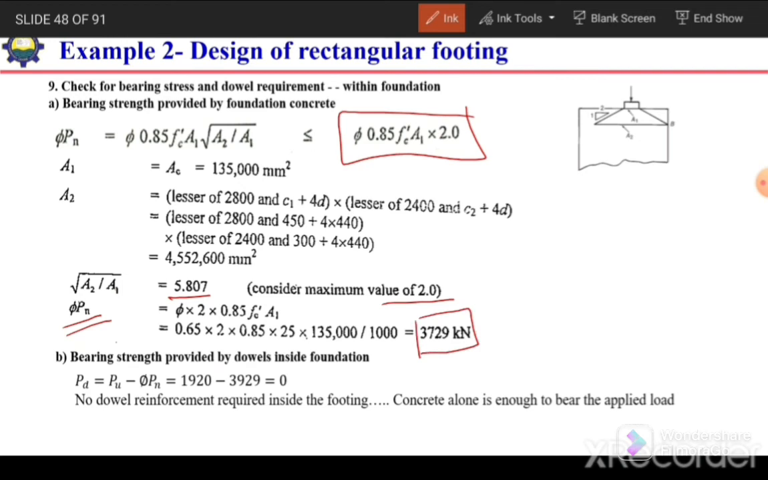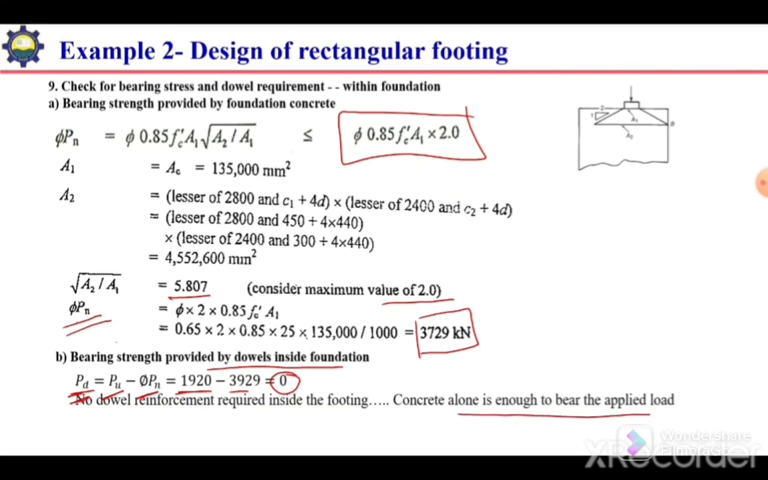And the next is we need to check whether the dowel reinforcement is required or not, or the bearing strength to be provided by the dowel inside the footing. So for that, the load that must be resisted by the dowel reinforcement is equal to Pu, the applied load, minus the load resisted by the footing concrete. So applied load is 1920 and the resistance provided by the concrete is 3920. So its answer will come negative. So it means we don't need any dowel reinforcement. The concrete alone is enough to bear the applied loads.